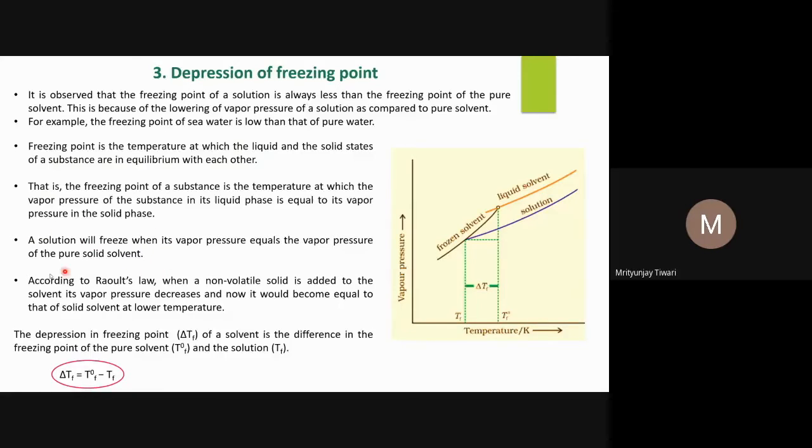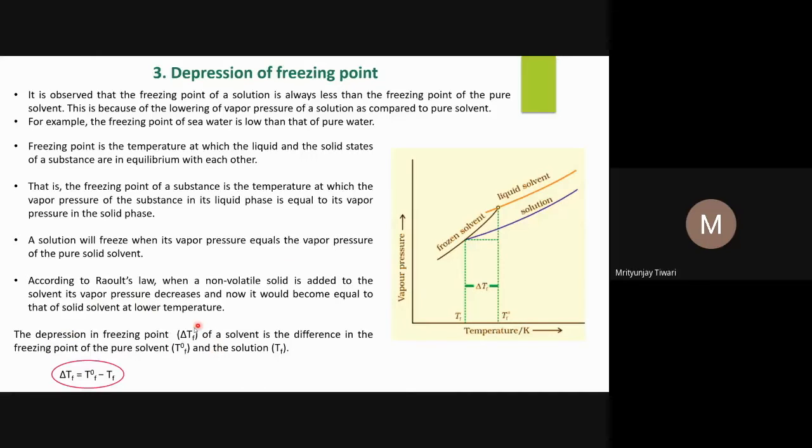According to Raoult's law, when a non-volatile solute is added to the solvent, its vapor pressure decreases. And now it would become equal to that of the solid solvent at a lower temperature. So the solid solvent, whatever its vapor pressure was, at a lower temperature it will correspond when you add some amount of solute to it.